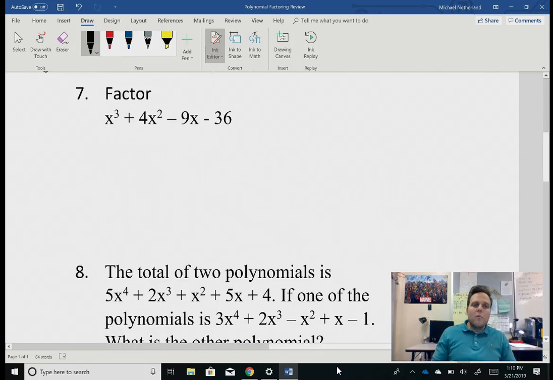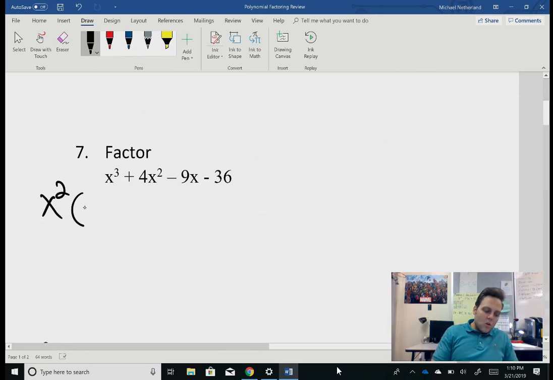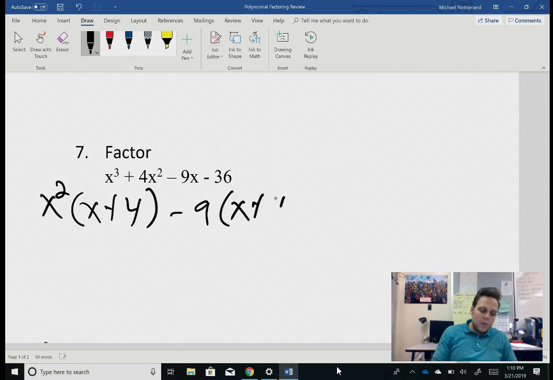All right, next problem is factor. There are 4 terms, so that's factor by grouping because the greatest common factor here is 1. I can dive straight into factoring by grouping. These first 2 share an x squared, so I pull out an x squared, and that becomes x plus 4. These both share a negative 9, so I say minus 9, and that becomes x plus 4. Now they both have x plus 4, so I can factor that out, and that's x squared minus 9.